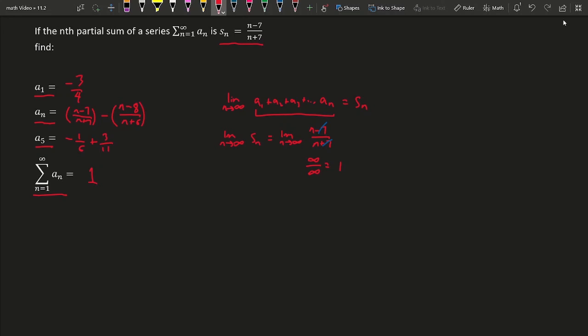You can also confirm this using L'Hopital's rule. The derivative of the top is 1 and the derivative of the bottom is also 1, so 1 over 1 is just 1. Today, we learned how to calculate any a sub n term and the sum of all terms in the series given the nth partial sum of a series.